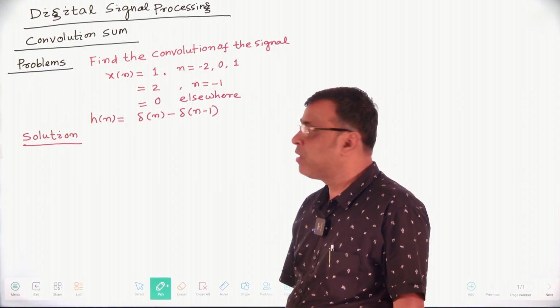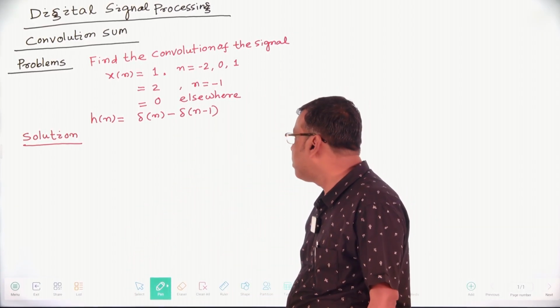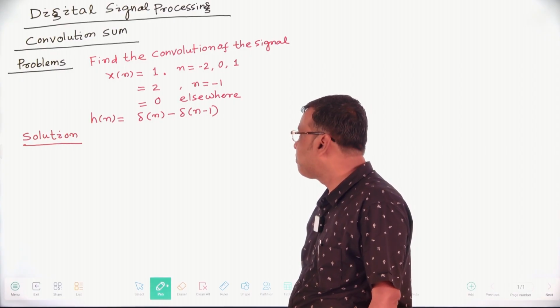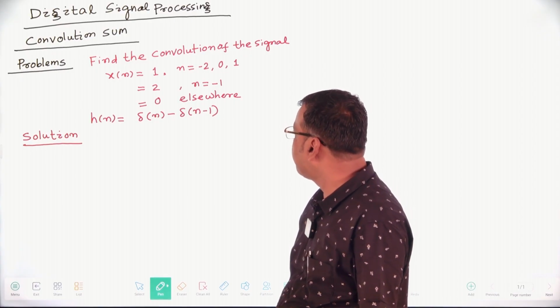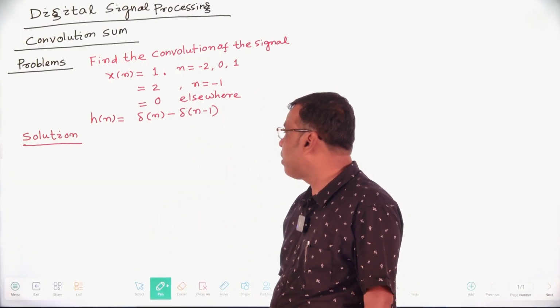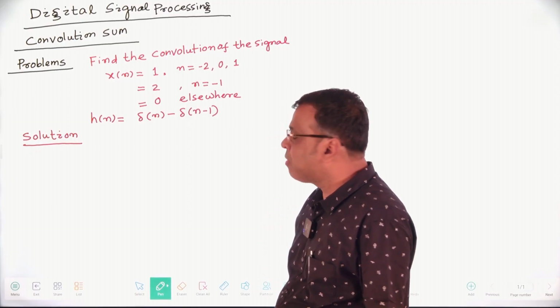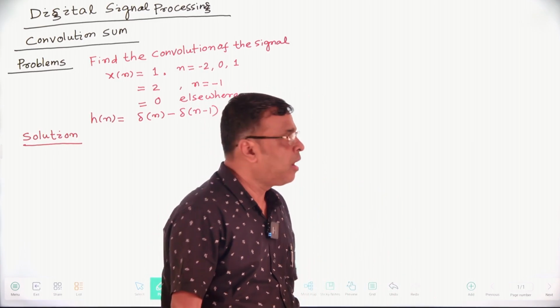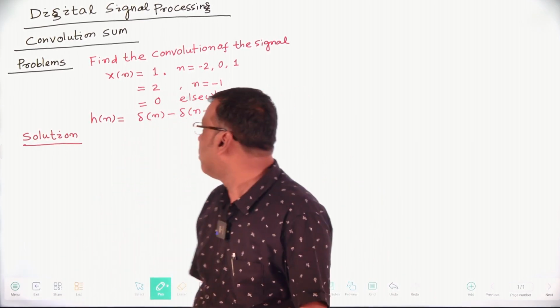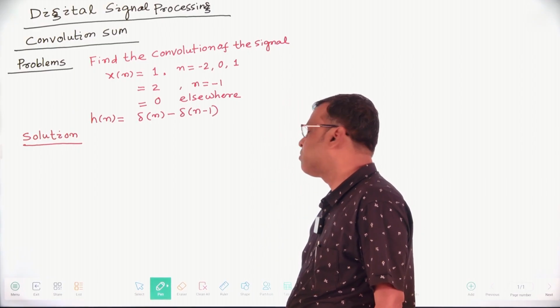If the input signal is x of n and h of n is your transfer function, how will you get the output, that is y of n? We are going to find y of n if x of n and h of n are given. So how to find y of n? In signal processing, this is one of the most important chapters, and you will definitely get one long question from the convolution sum.